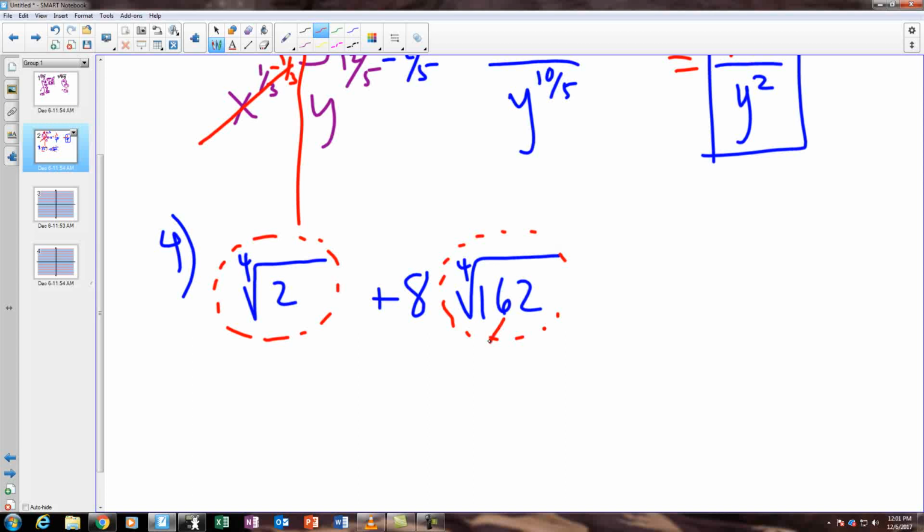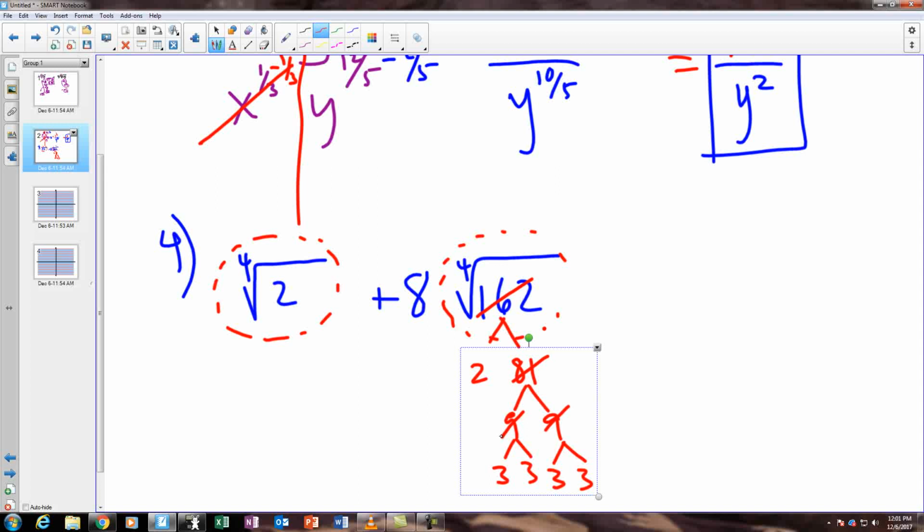So that's my first goal, is to come over here to the 162 and see if I can break it down and end up with a leftover 2. Well, let's try 2, and it turns out to be 81. Well, 81 is 9 and 9, but the 9s are 3 and 3, 3 and 3. And remember, the 162's gone, the 81's gone, the 9's gone, the 9's gone.